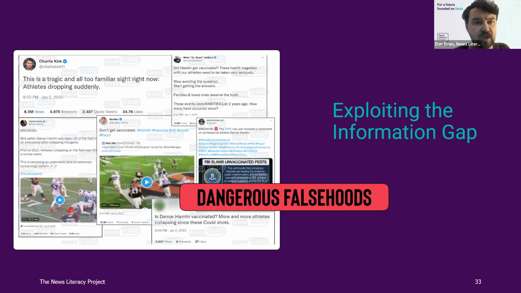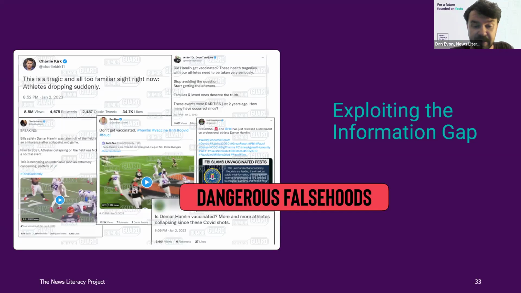Within minutes of his collapse, people started blaming that on the COVID-19 vaccine. Now, what they're doing is they're exploiting a gap of information. There's this gap between the moment that news breaks and when reporters can answer all the questions that we have. When something happens, people want information. They want answers to all the questions they have, and sometimes that information just isn't available.